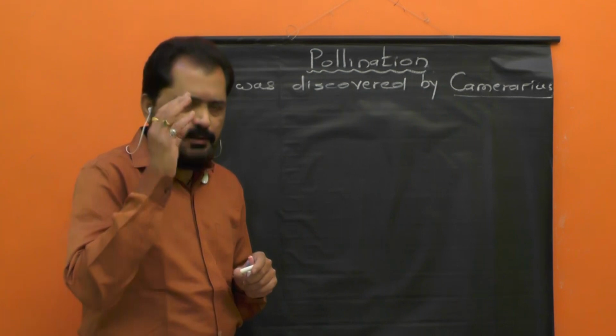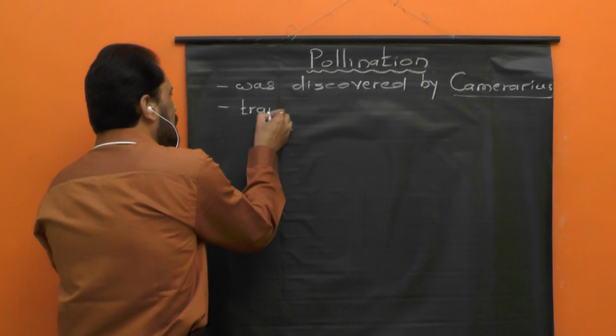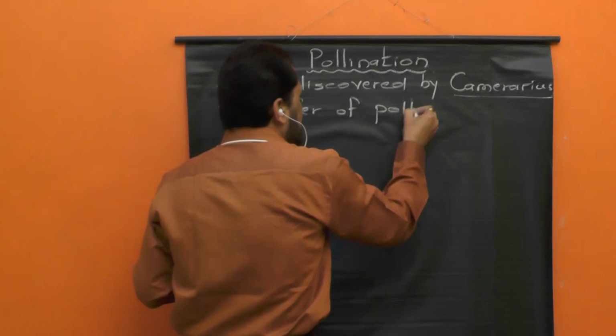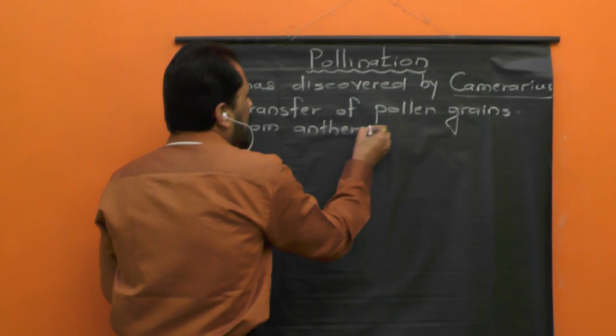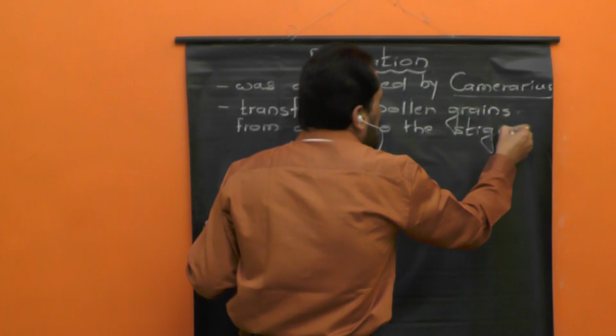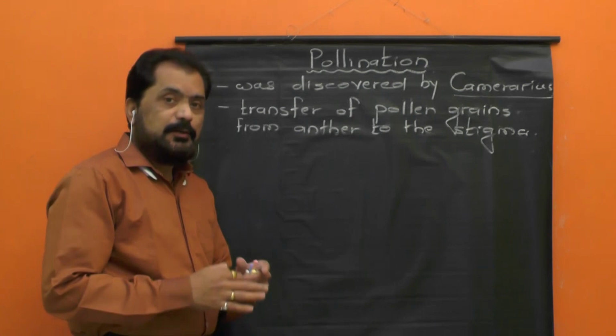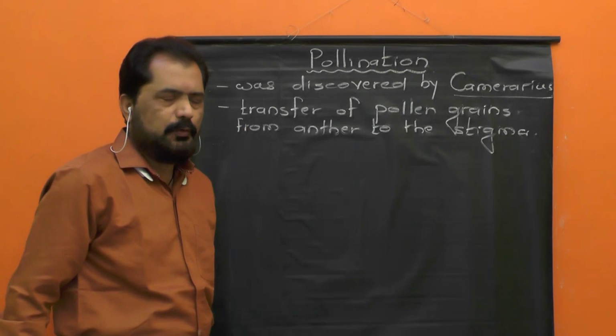Let me write here at the blackboard briefly. Pollination is nothing but simply the transfer of pollen grains from anther to the stigma. Now, what is anther, what is stigma, what are pollen grains, everything we have studied in detail, but once again I am going to tell you briefly.